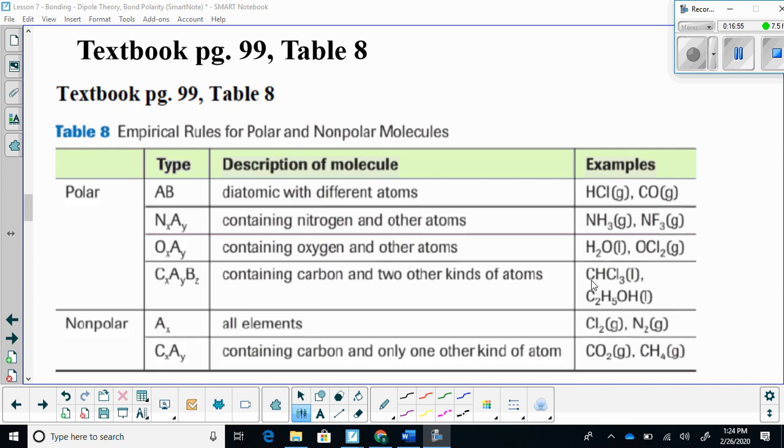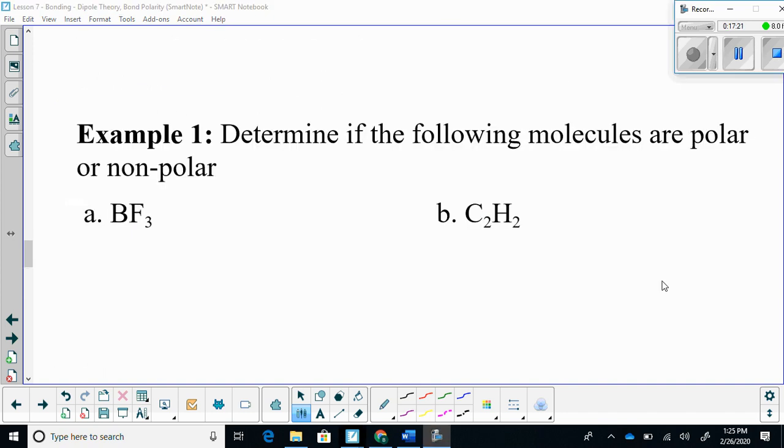Okay, so here we have another generalization. This is a table that's found in your textbook. It shows the requirements for a compound that is going to end up being polar, and it has the requirements for a compound that will end up being nonpolar. Okay, I will leave that with you guys, and you can read that when you're doing your homework. Okay, let's test our skills. Just based on what we've talked about so far, we're going to determine if the following molecules are polar or nonpolar. So this first one here, boron trifluoride, polar or nonpolar? Nonpolar.